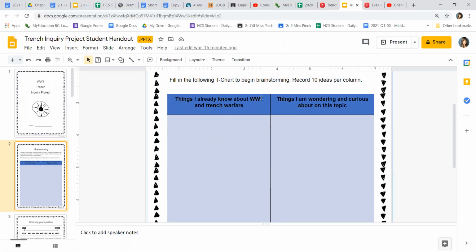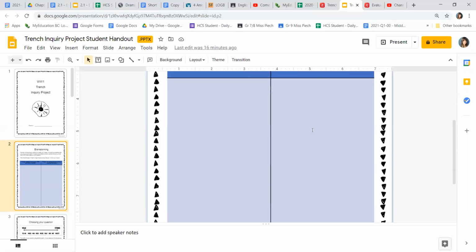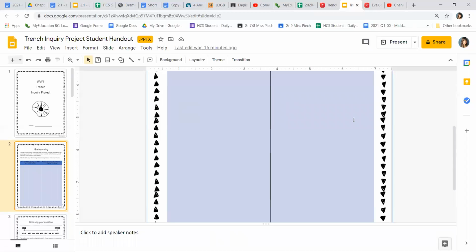You might also have read some other stories, or you might have watched some documentaries or movies that were about World War I, and so you could put anything that you already know into this column here. And then this part right here is things that you're wondering or curious about on the topic of trench warfare or World War I. And so you can write down at least 10 things on this side. So 10 here, 10 here.